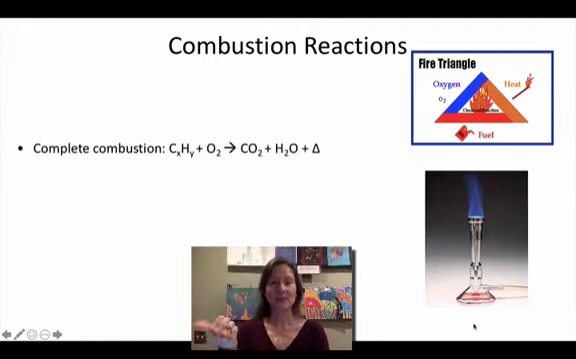Products then are always carbon dioxide and water and heat. If you remember back to the first day of reactions, that little triangle means heat, and you must include it as a product for combustion reactions.